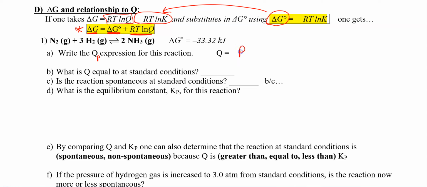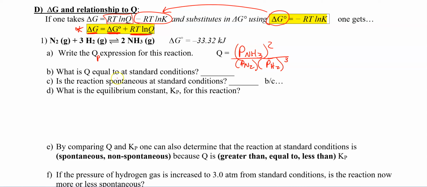So I'm going to write it as the pressure of NH3, and we're going to square that. And then we're going to do products over reactants. So we have what? The pressure of the N2. And then we have the pressure of H2. Don't forget you need to cube that. So that is our expression for the Q.